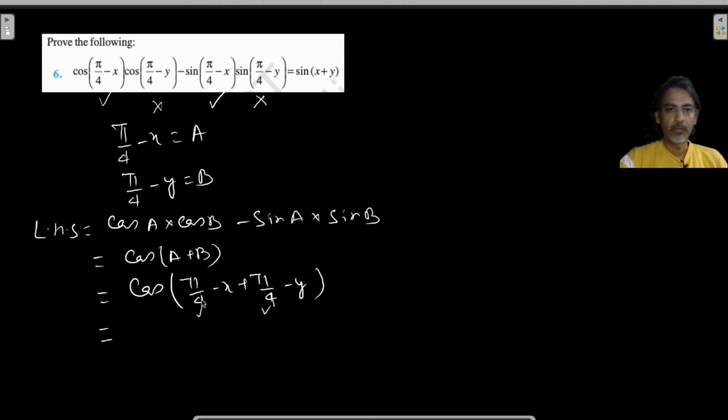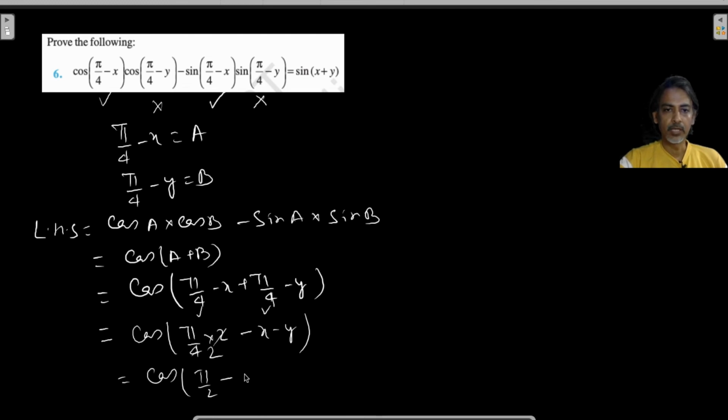Now when you came to this step, you can see that this and this will get added. So pi by 4 plus pi by 4, then you add both of them, it will become pi by 2, right? Or you just write pi by 4 into 2, this is 2 times this, and then minus x minus y. When this gets cancelled out, then this will be cos of pi by 2 minus, I'll take common, and then this will become x plus y.